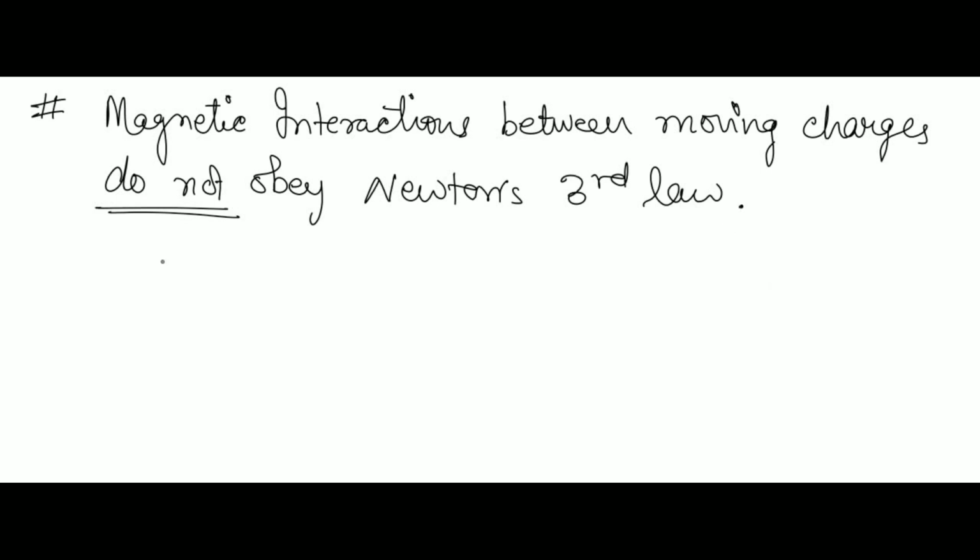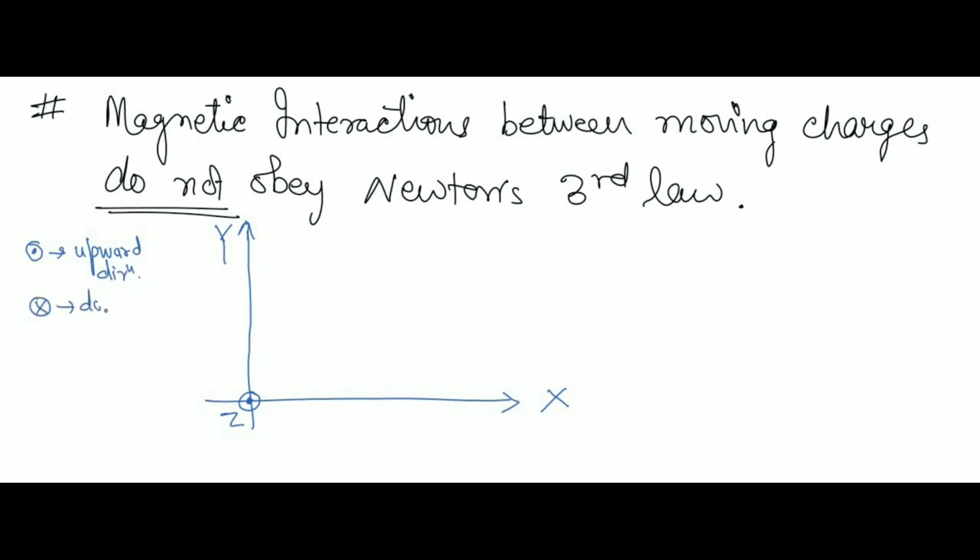Let us see how. First we will consider the x and y axis, so that it is clear to have the directions. Suppose this is the x axis and this is the y axis, and this is the z axis. This symbol, which we will use in future, we will consider as upward direction. And if you see something like this, it will be used as downward direction. Okay. So suppose there are two charges moving along the axis.